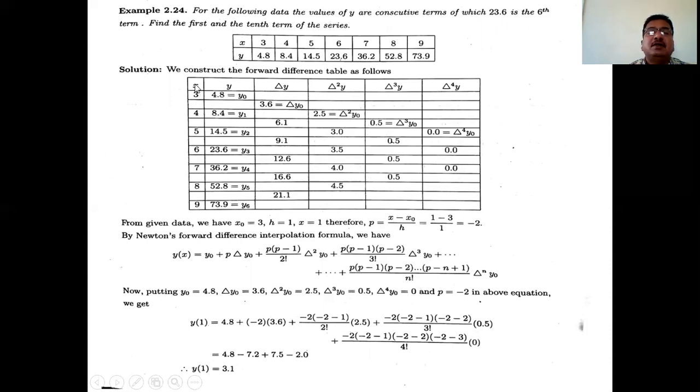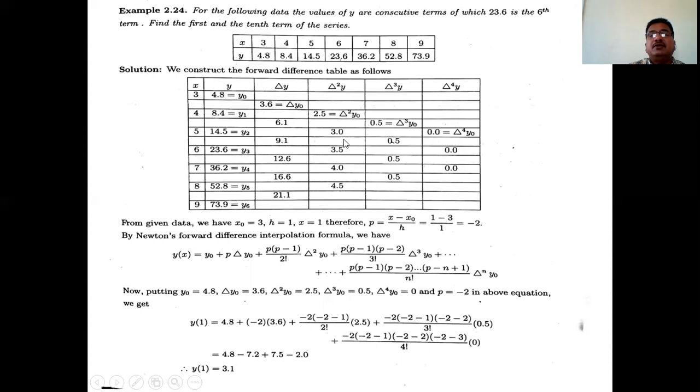So the first column is the values of x, then the values of y, and then write delta y, delta square y, delta cube y, and so on. Write either y or the notation f(x); any notation we can write, delta f(x), delta square f(x), and so on. If you are comfortable with the notation f(x), then use it. Delta f(x) is this minus this, 8.4 minus 4.8. This is delta y naught, or delta f of x naught, where this is y naught, f of x naught.